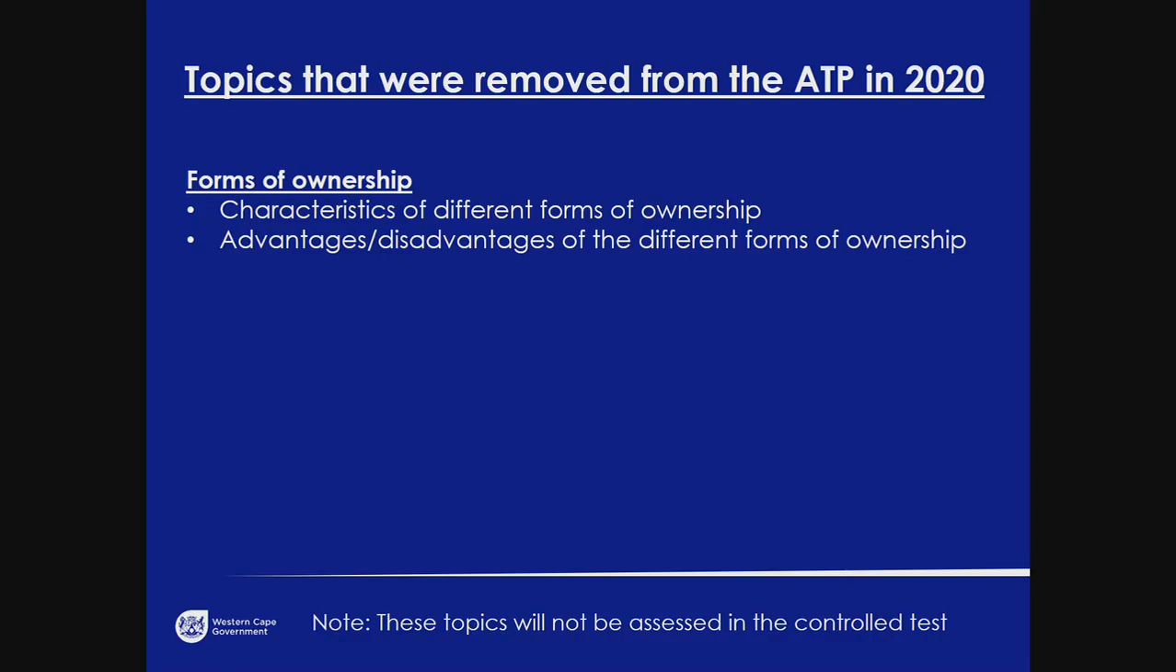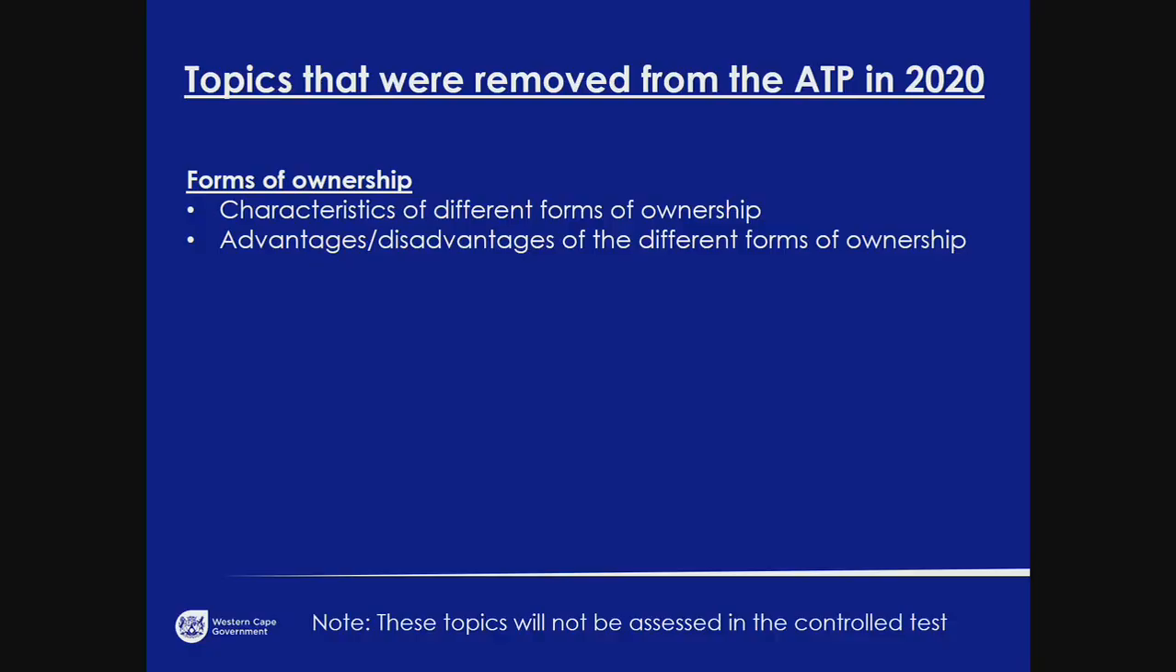Mr. de Klerk, maybe it's just important to note that it's not that forms of ownership were completely removed. It's only those parts of forms of ownership, because it actually forms part of grade 10. So in other words, you still need to know why it's to your advantage to start a company versus any other form.